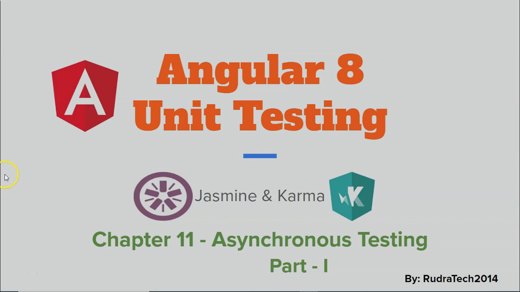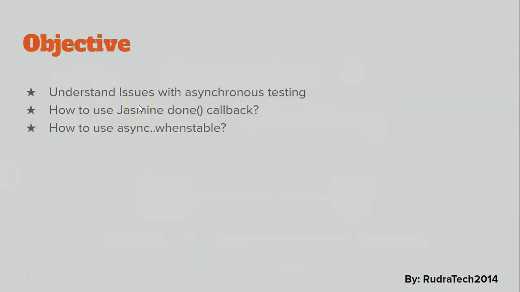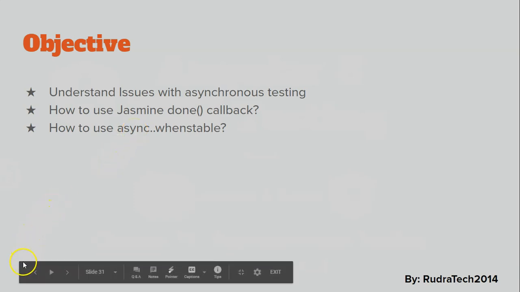Hey guys, welcome to another tech tutorial. In chapter 11 of Angular 8 unit testing with Jasmine and Karma, we're going to look at asynchronous testing part 1. I have divided the asynchronous testing into two video tutorials. In part 1 we are going to understand issues with asynchronous testing, how to use the Jasmine done callback, and how to use async whenStable.